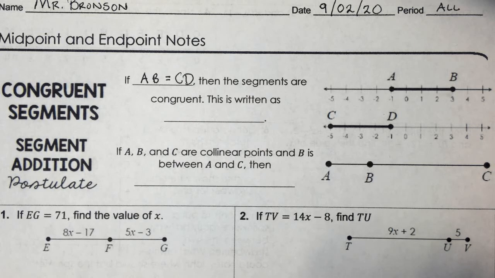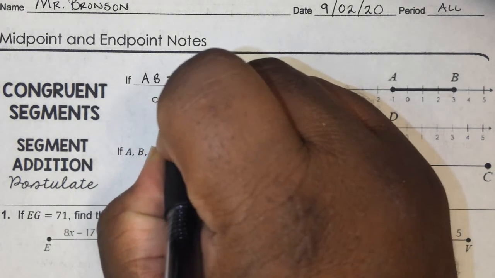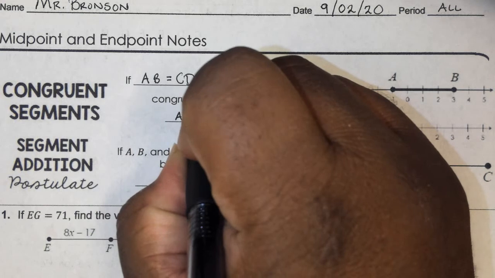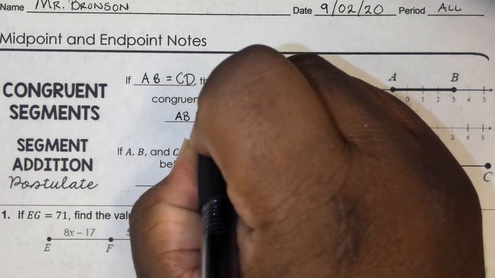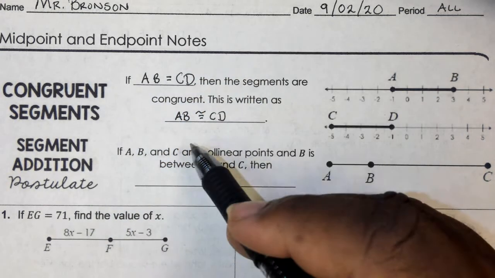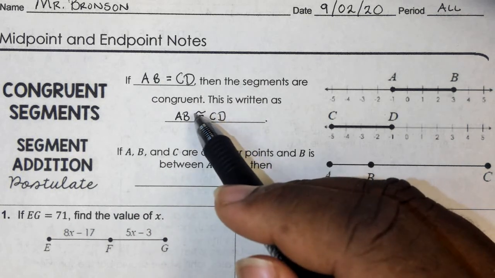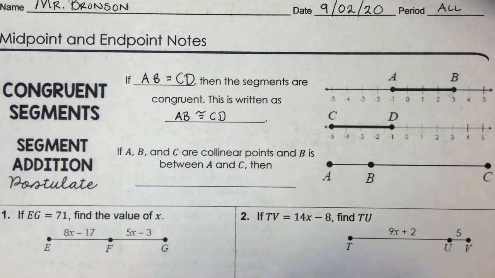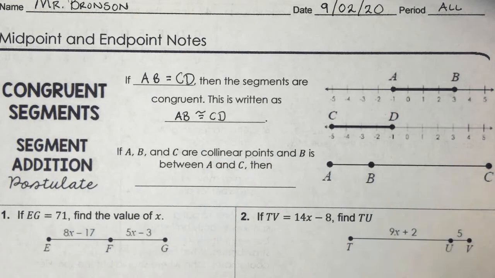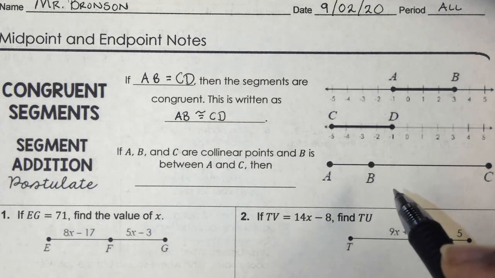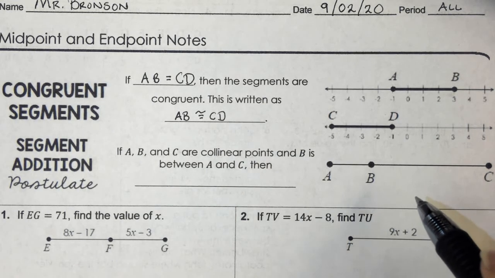We would show this, or we would write this as AB is congruent to CD. Congruent sign will be an equal sign with the little squiggly line on top of it. I should call that a little similarity line if it's just by itself. Alright.